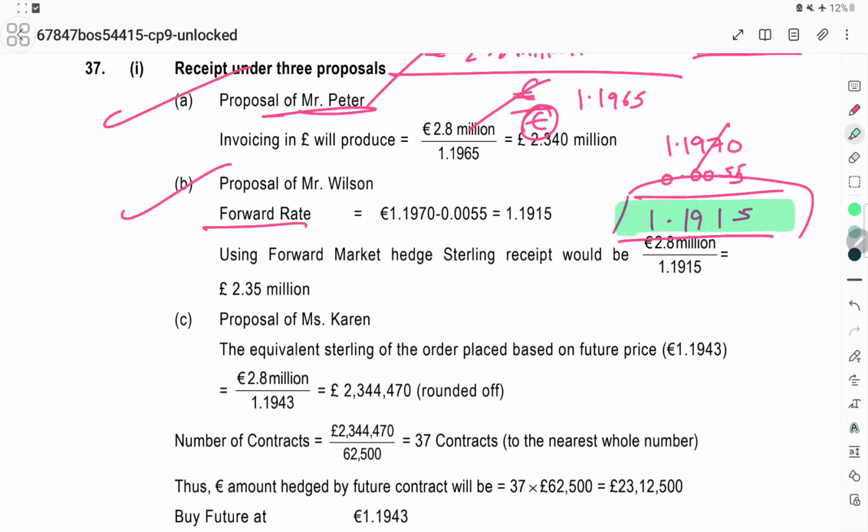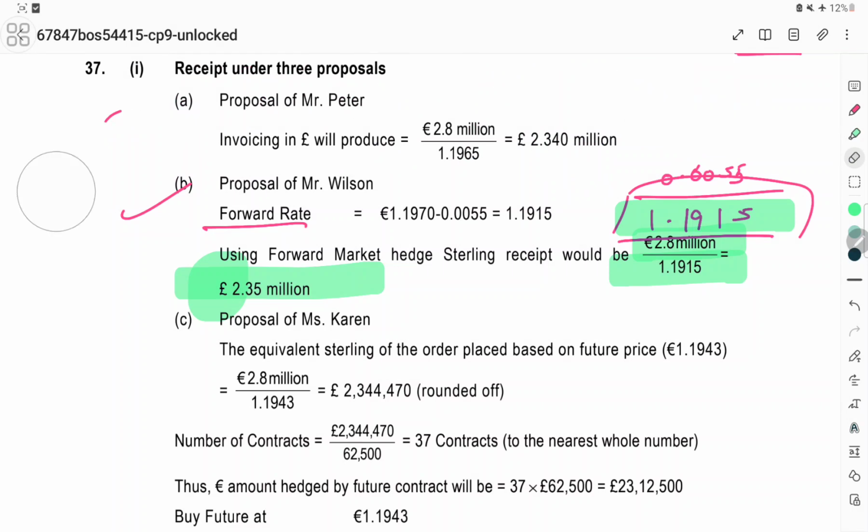Now with this rate, my 6-month forward rate, should I divide or multiply with my base currency, 2.8 million euros? Again, the same thing, I will divide. Why? We've already established that in the first proposal, because my common currency, which is euro, will cancel out, leaving me with equivalent pounds. So here they've solved 2.8 million divided by 1.1915, the same rate that we got. They are getting it in equivalent pounds, 2.35 million. I'll just remove this.